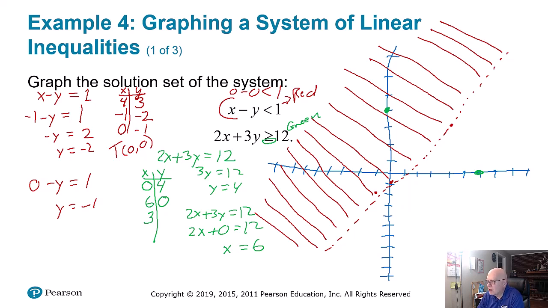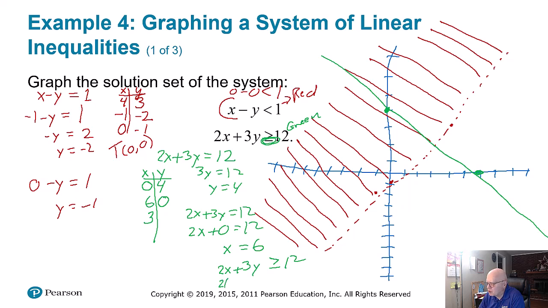Now, for this green line, remember I'm going to have a solid line because of that equals. So as carefully as I can, I'm going to draw a solid line connecting the green dots. There we go. Now ignore everything that has to do with the red part. Focus on the green. Now we need to test. We could test using 0, 0. So we'll go back up here to the 2x plus 3y greater than or equal to 12, and we're going to test using the origin.